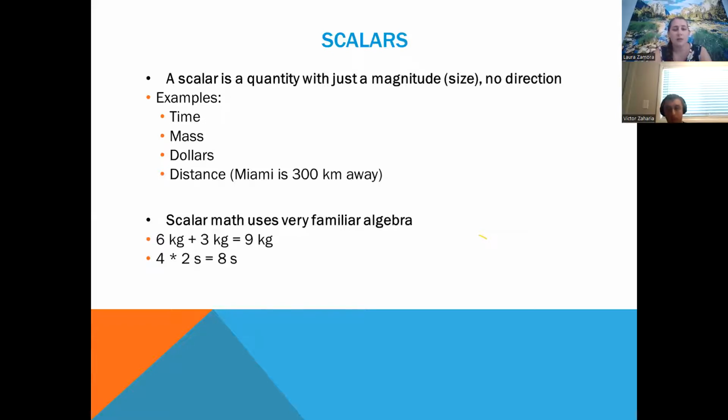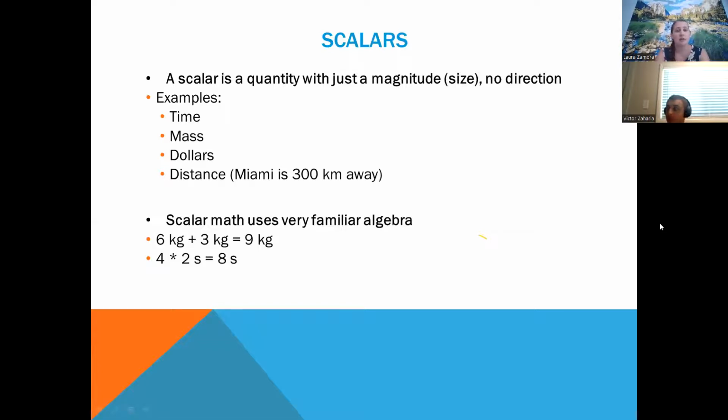Can you guys think of any other quantities that I don't have listed that are scalars? So they just have a size associated with them and not a direction. What are some other examples? Volume, good. Yes, I like it. Length, speed, good. Height, cool. Temperature, yes, awesome. Density as well, energy, right? These are all examples of scalar quantities.